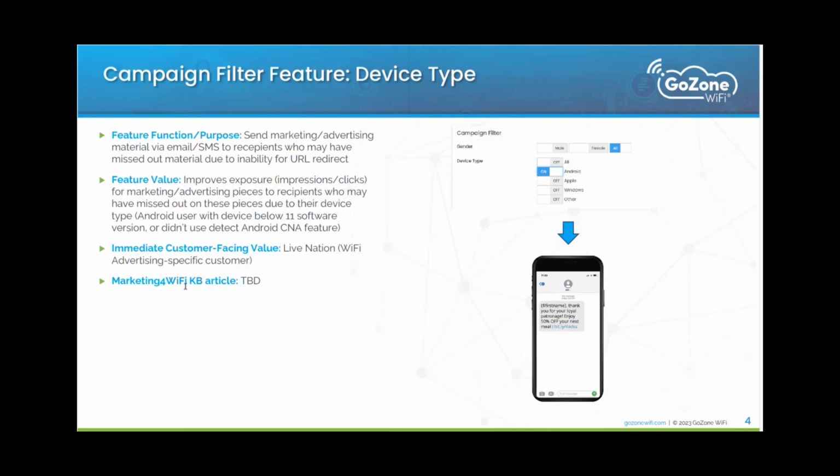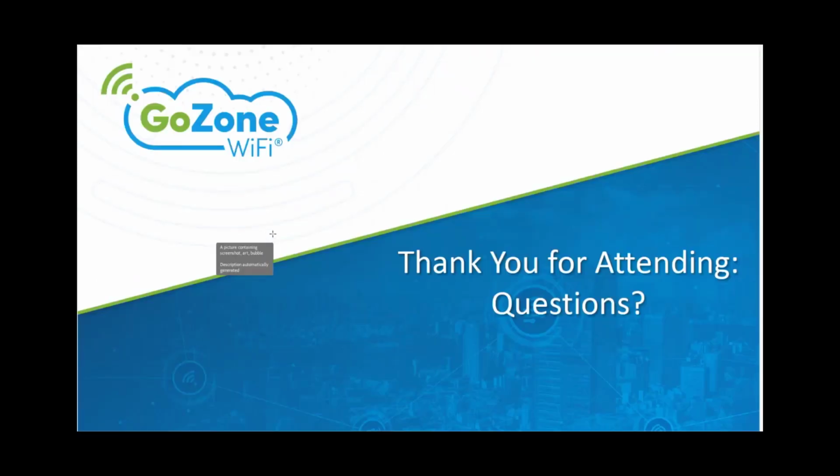Marketing4WiFi KB article, not one specific at this time. I'll follow up with Austin and see if we can get one generated talking more about the device type filter, as well as any other additional knowledge base articles needed, specifically in the realm of our Smart Wi-Fi knowledge base, again more for commercialized purposes. That does conclude the presentation for these features from 2.94, and now we are open to the question portion. Anybody have any questions?